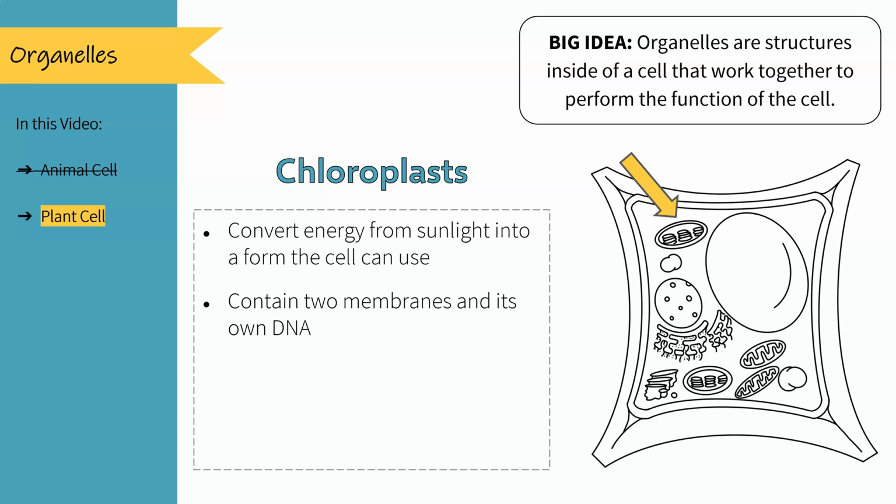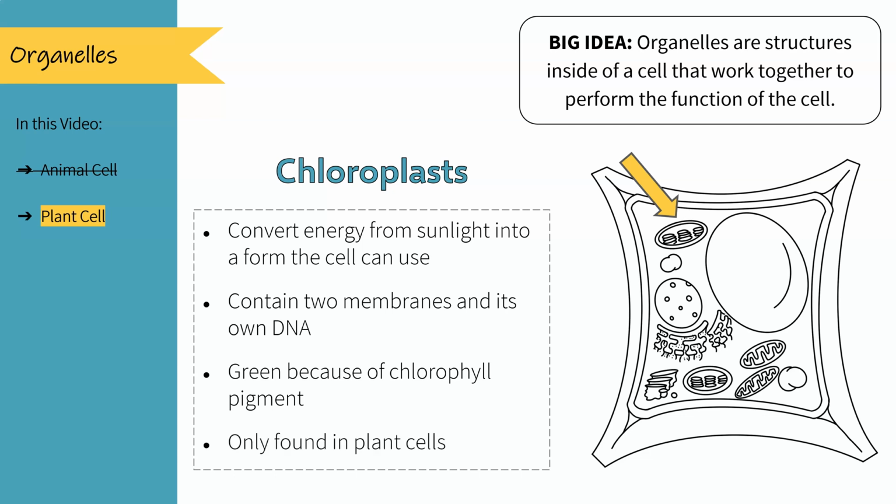Chloroplasts have two membranes and they have their own DNA. And they're green because they have a pigment called chlorophyll. And like we said before, chloroplasts are only found in plant cells.